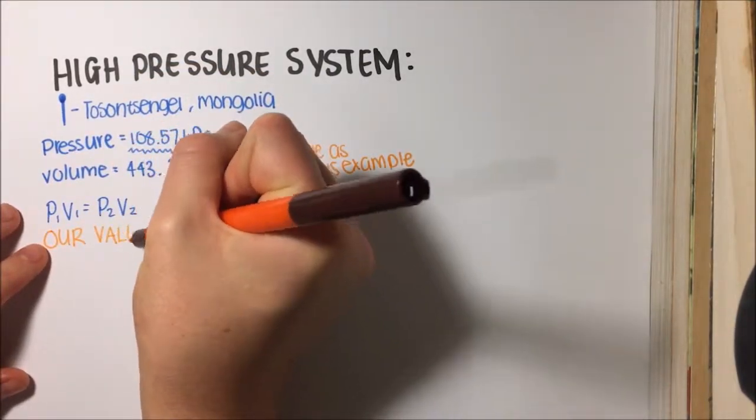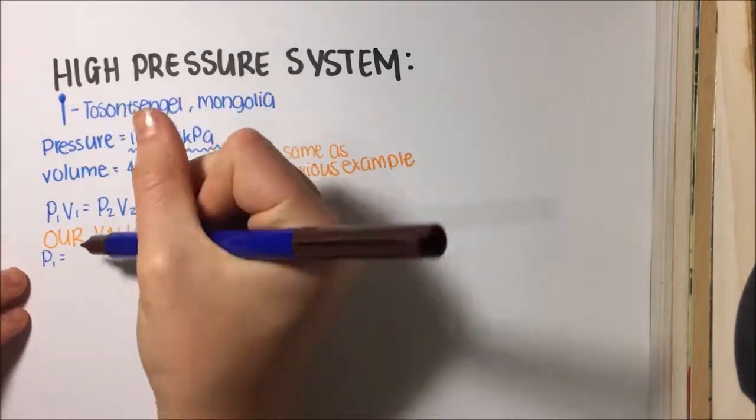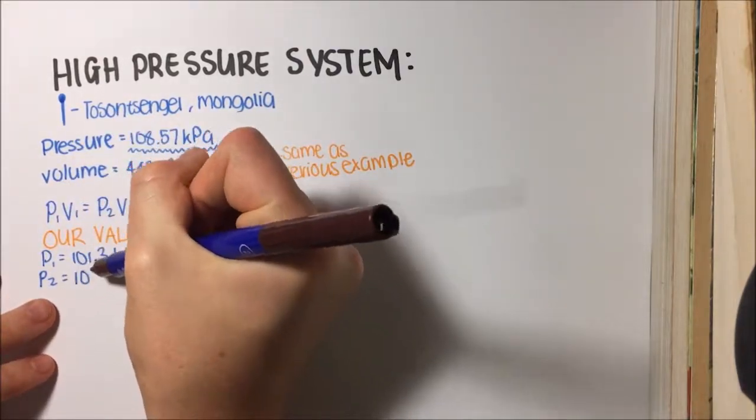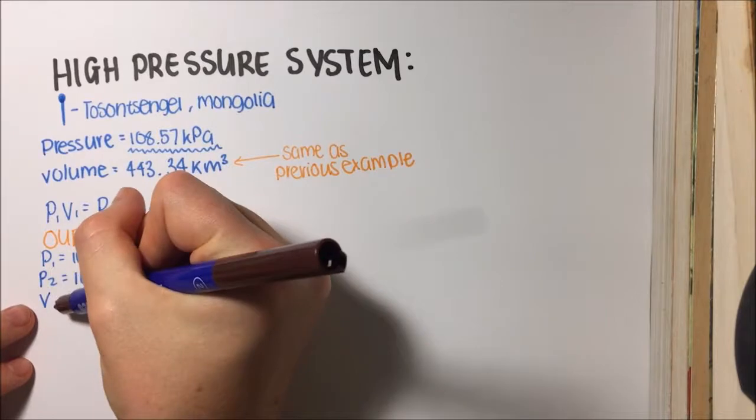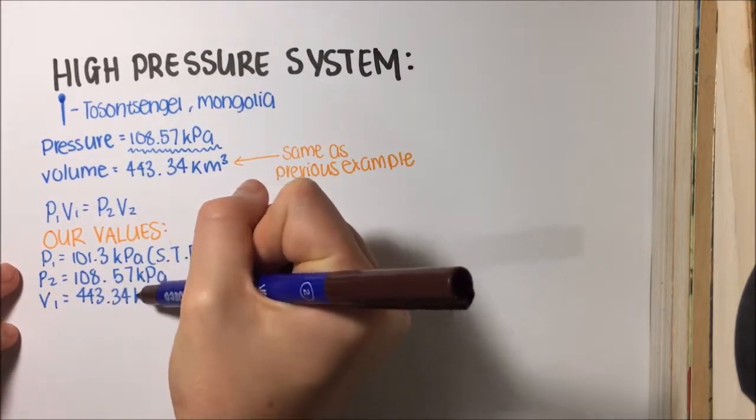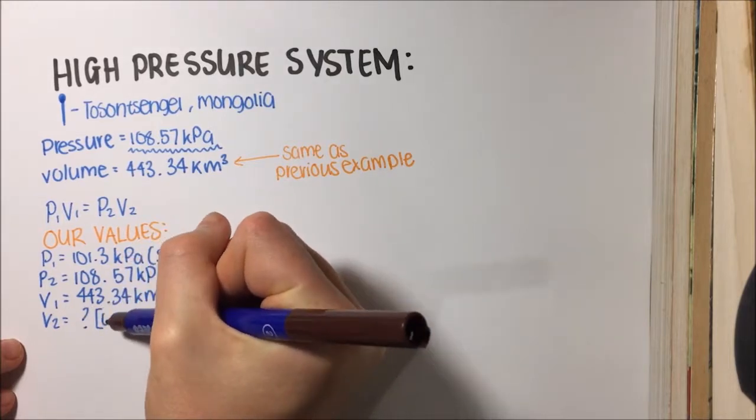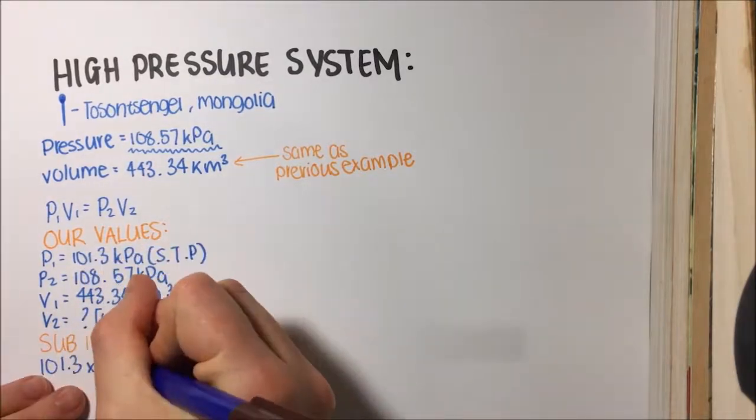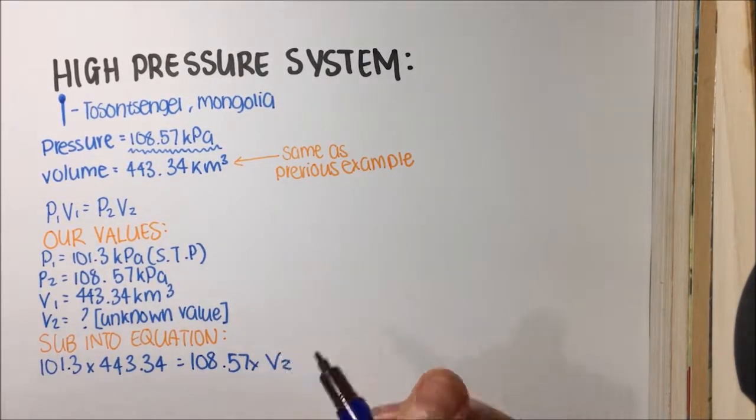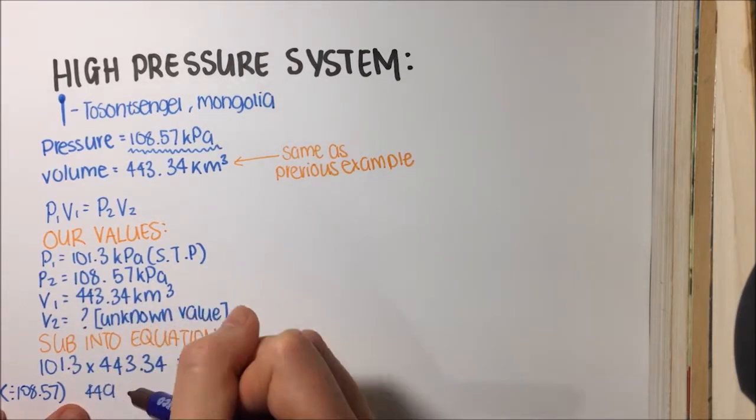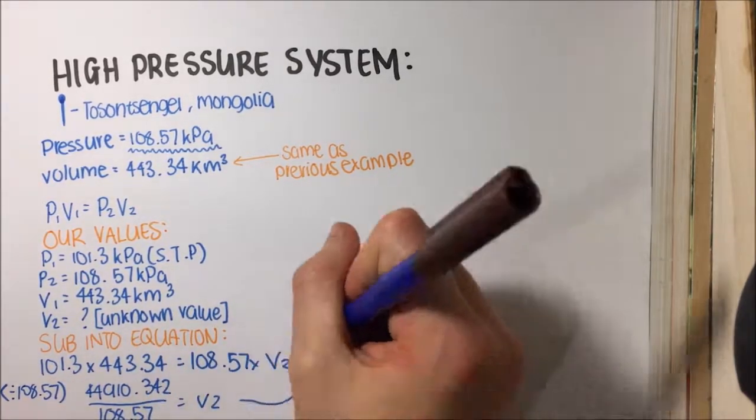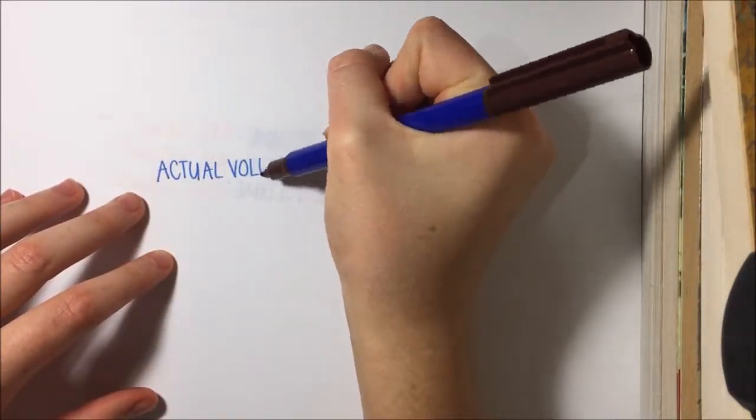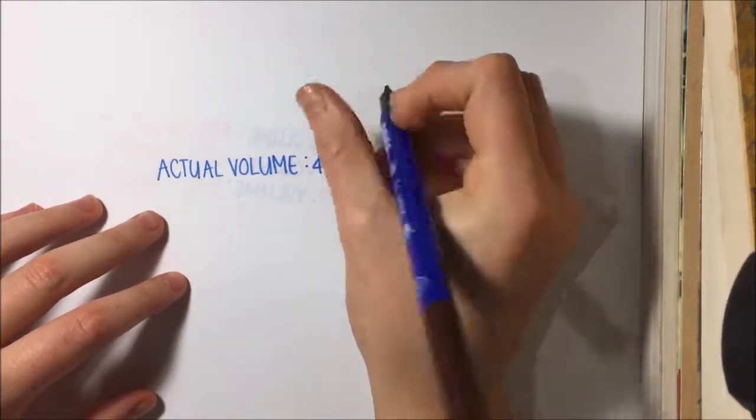Now sub in our values, P1 being 101.3 kilopascals, standard temperature and pressure, P2 being 108.57, our high pressure system, and V1 being 443.34, the volume of our truncated cone, and V2 being our unknown value, 101.3 times 443.34. We then divide this sum by 108.56 to give our value of V2. V2 equals 413.65 kilometers.